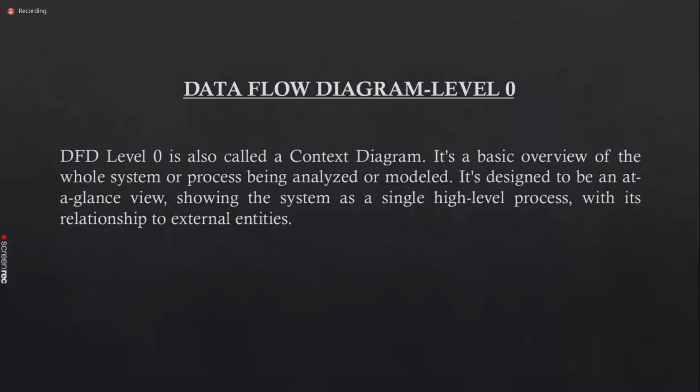I'm going to talk about the data flow diagram of level 0 and level 1. A data flow diagram, also called the context diagram, gives the overview of the whole system. It also gives a glance at the processes and shows the relationships between the entities.